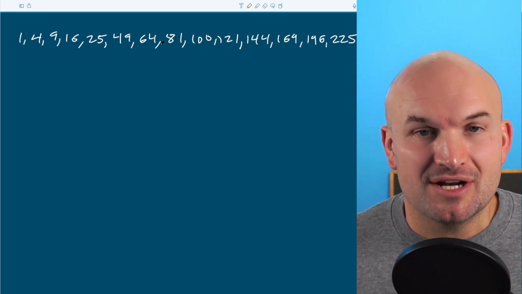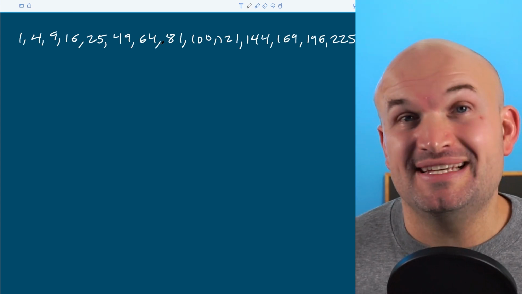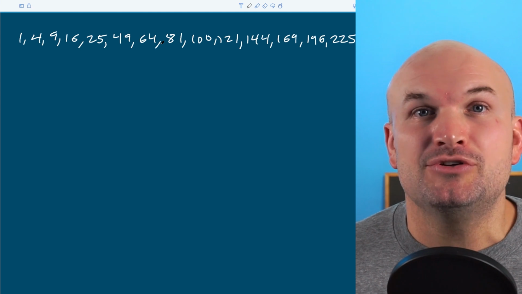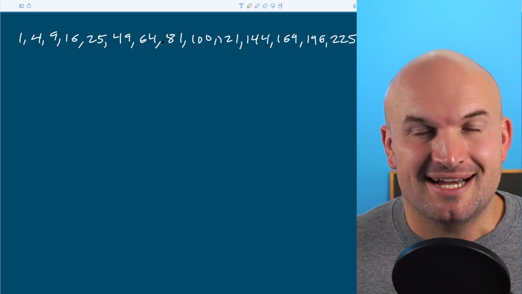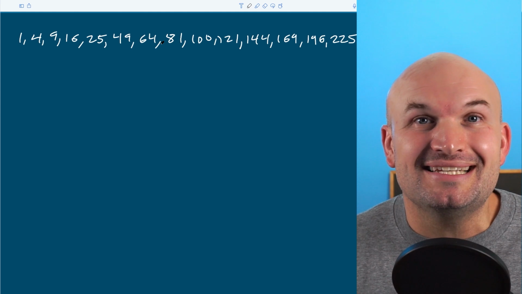So the first thing that I want you to focus on is to try to find the largest of these numbers that evenly divide into your radicand. Don't do the first number you recognize, do the largest of these numbers that evenly divide into the radicand.